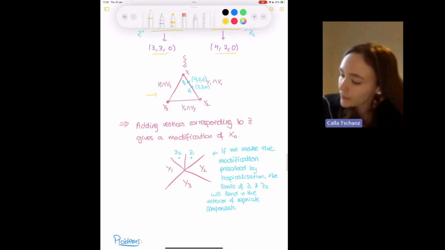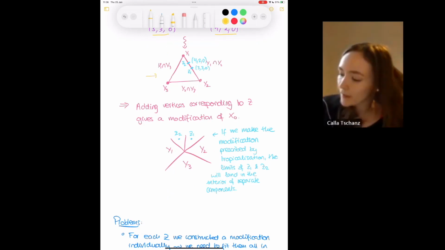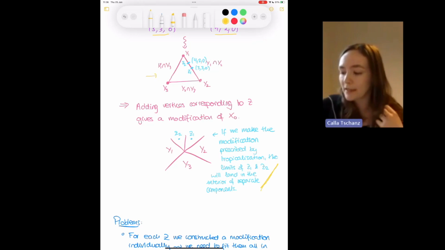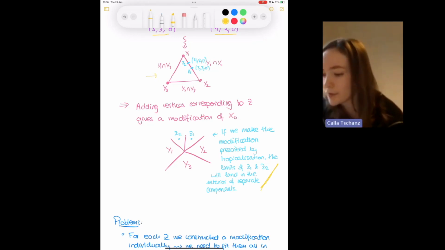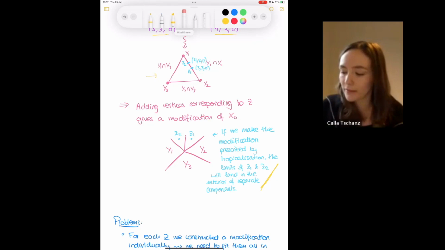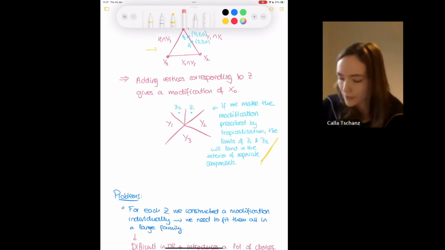So if we make this modification exactly in the way that the tropicalization tells us, then these limits of z1 and z2 will land exactly in the interior of these different components. This is telling us exactly how to answer the question that we were asking before: how do we modify this special fiber so that we have this condition that we want holding? So this is exactly what you do. So that's good.